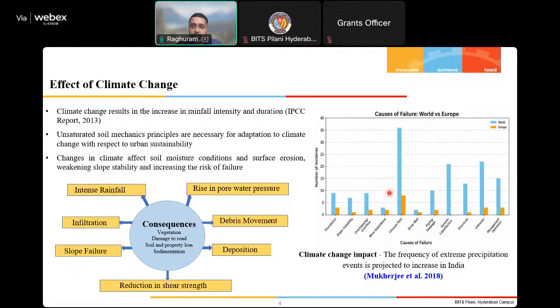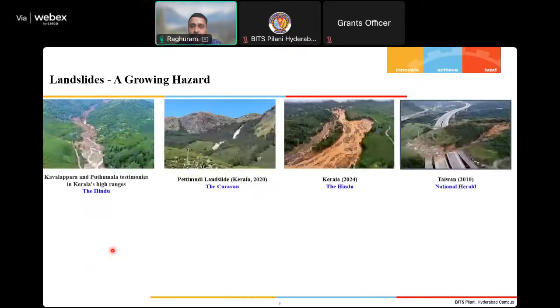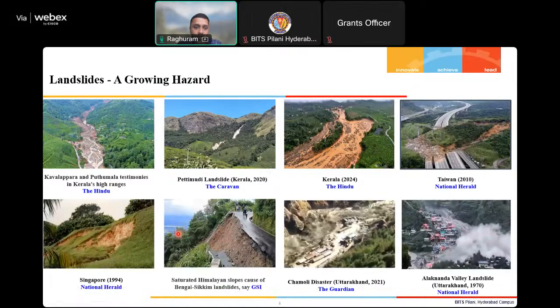If you look at the number of incidences of failures across the world and Europe, you can see most are due to unusual rain. Here you can see worldwide, it is almost 35 incidences in 2018. And what happens when rainfall is there? When rainfall infiltrates into the soil, it increases the pore water pressure, due to which the shear strength will reduce and slope failure triggers. Here I have shown some of the slope failures, landslides we have witnessed in India and abroad.